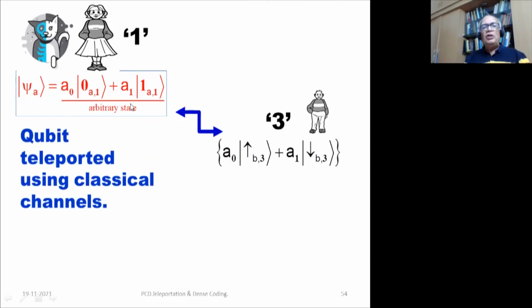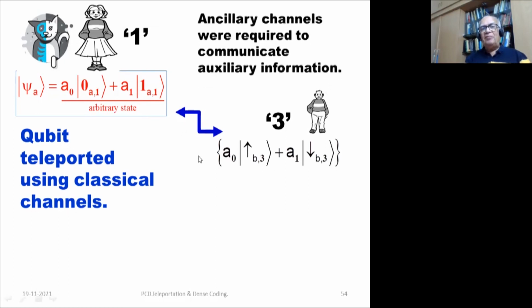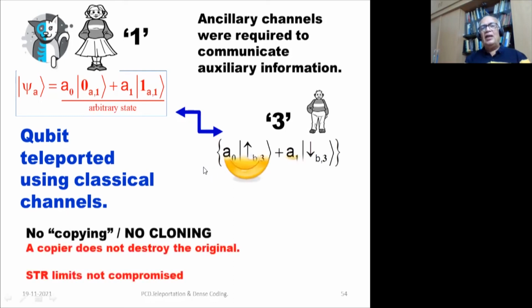Teleportation has certainly been achieved. The qubit is teleported using classical channels because Alice has to inform Bob. And how does she inform? She sends an email or she makes a phone call. She flashes light, laser light, whatever. And that information does not travel at a speed faster than the speed of light. So these ancillary channels were used, classical channels were used, but teleportation has been achieved.